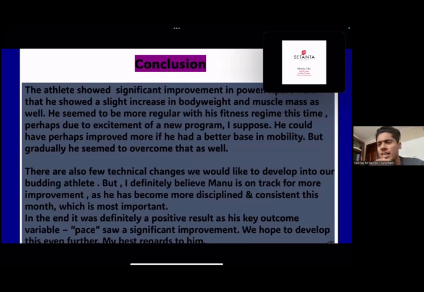Apart from this, there are two technical changes as well we wanted to include. And mentally, he has improved a lot, much more disciplined and consistent in his workouts, which has definitely helped him. And overall, there's a positive impact. And most importantly, his pace has improved, his key outcome variable. Hope he improves more. And let's take a look at our references.